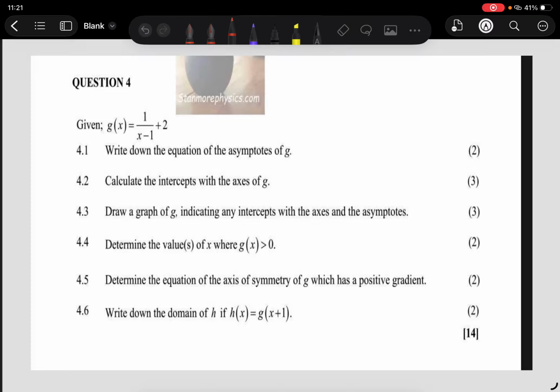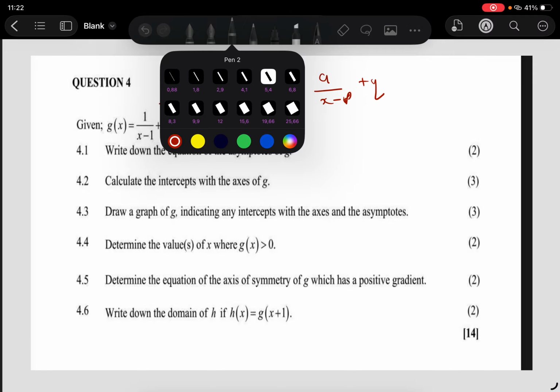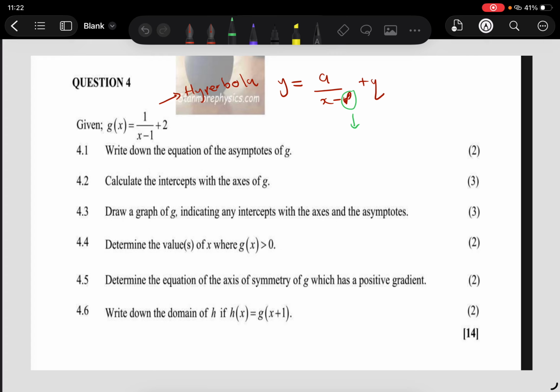Let's get started. So, this is a past paper question, and we're given g of x, which is a hyperbola function. We know that it's a hyperbola function because the general formula for a hyperbola is y equals a over x minus p, plus q, where p is your vertical asymptote and q is your horizontal asymptote.